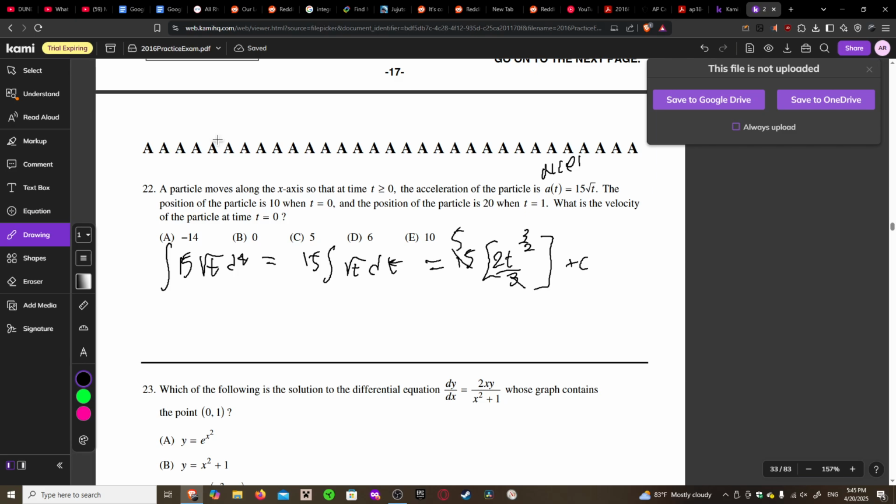And that's 5, so 10t to the 3 over 2, over 3, and we already know that c is 10. So what time is it? It equals 0. Oh wait, no, that just made things complicated.